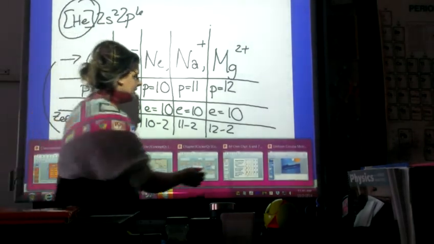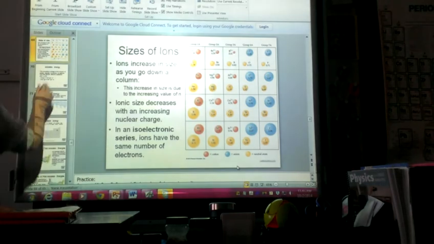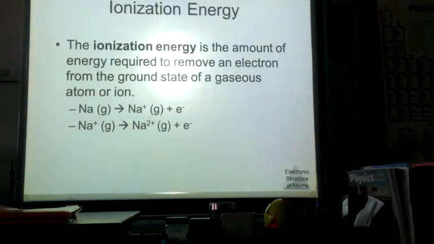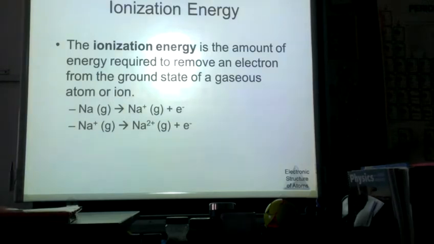And actually, we want to get into ionization energy. So what is ionization energy? Well, ionization energy is the amount of energy that I need to apply to an atom to remove an electron from the ground state of a gaseous atom or ion. Okay? Ionization energy, amount of energy that it's going to take to remove one electron.